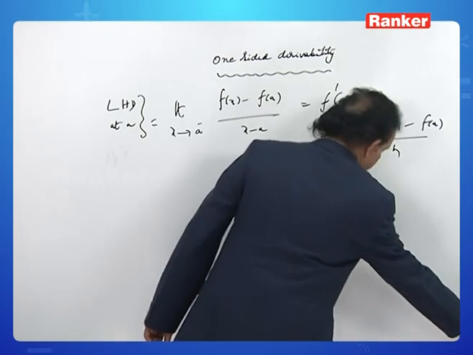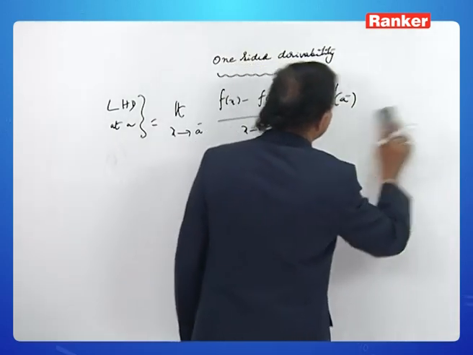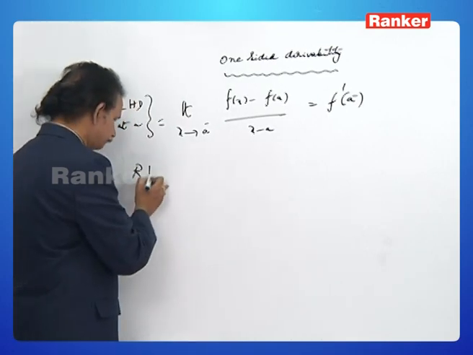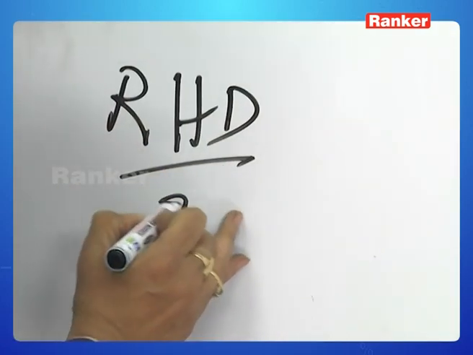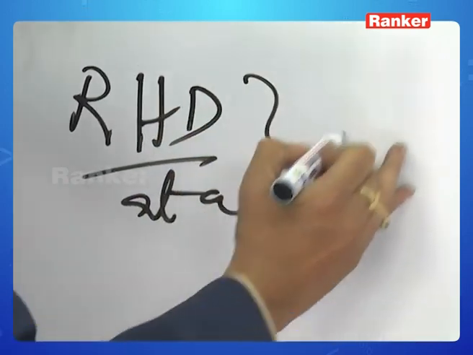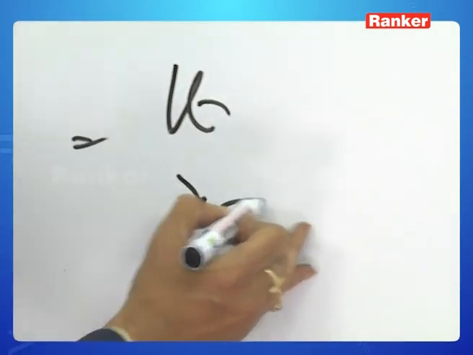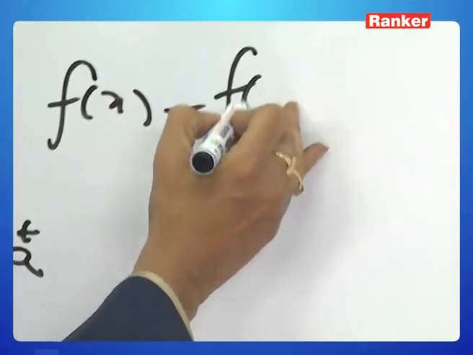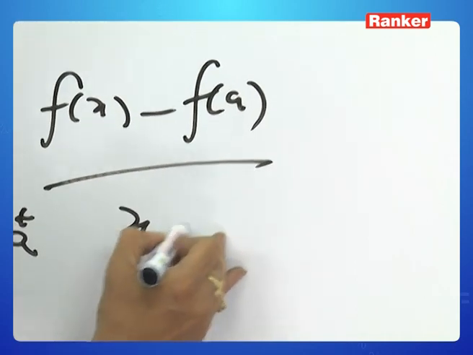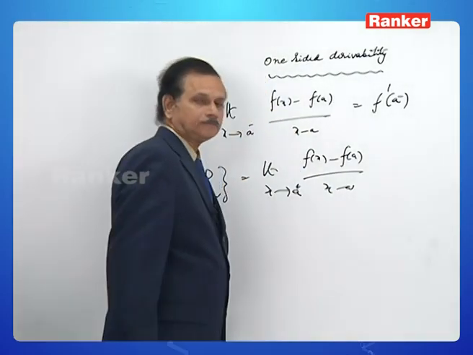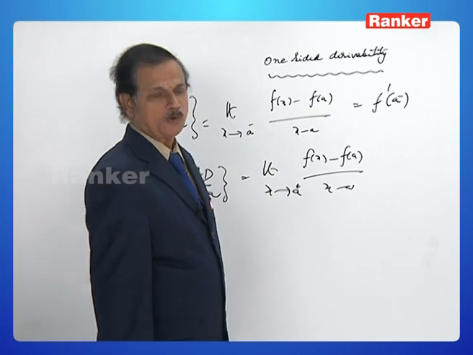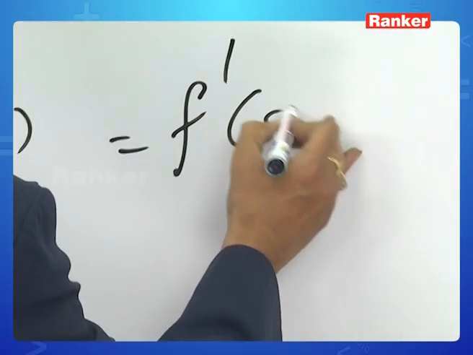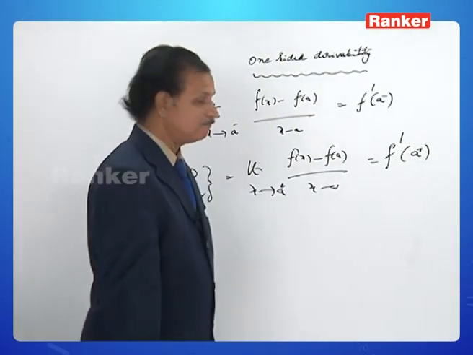Similarly, the right hand derivative. What do we say about this? This is therefore f dash a from right.